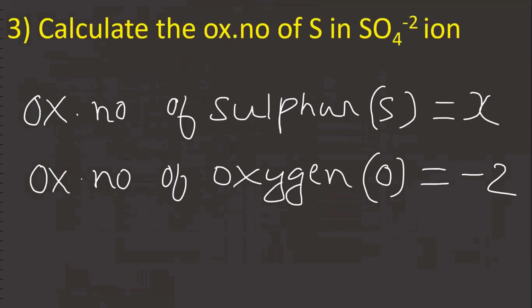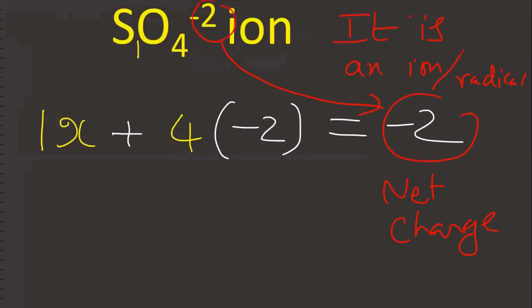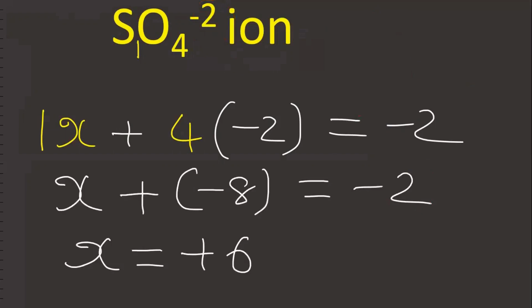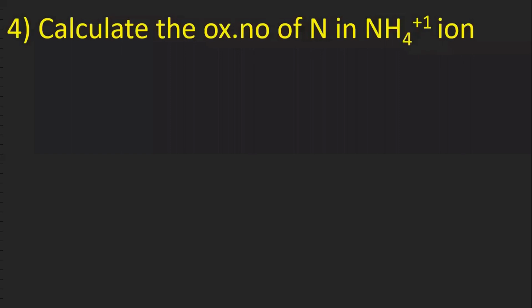Calculate oxidation number of sulfur in SO4 2-. It is not a compound, it is a radical. When it has positive or negative charge on the top, it is a radical. Oxidation state of sulfur is X, unknown. Oxygen is -2. From that, see, it is an ion. So total oxidation number is not equal to 0. Net charge is -2. You must balance it up to -2. So what is the charge? +6.